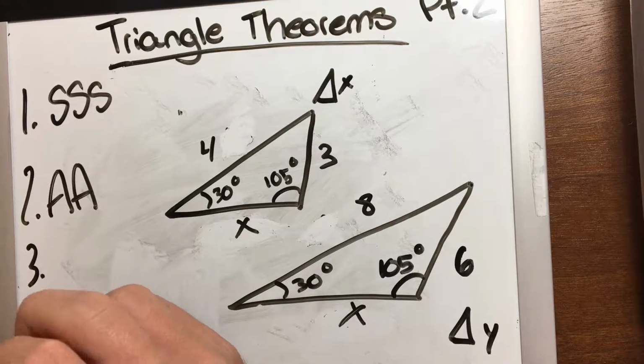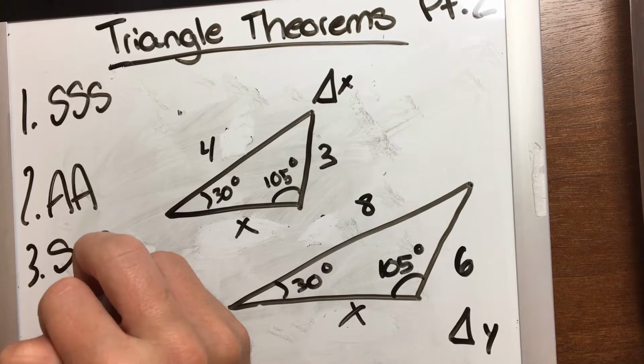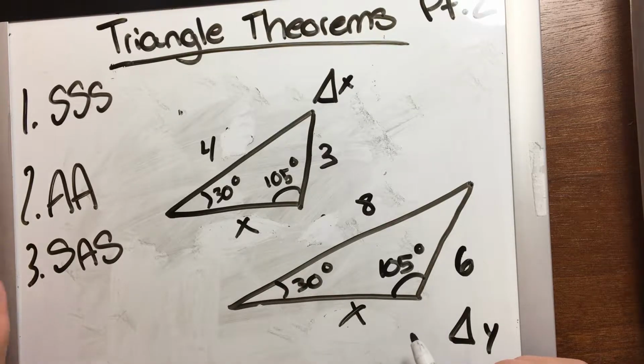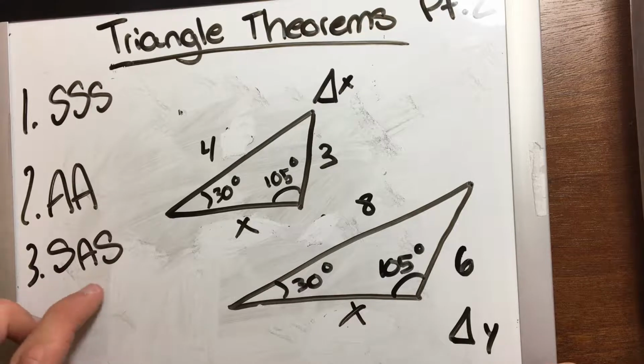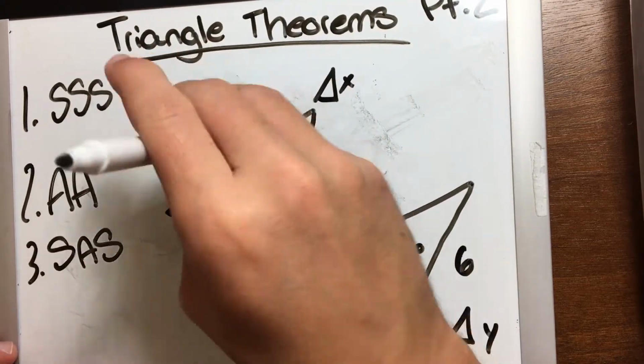The last theorem is called the side-angle-side theorem, very similar to the congruent theorem that's also side-angle-side. But in this case, like we touched base on number 1, it states if two sides in one triangle are proportional to two sides in another triangle and the included angle within them are congruent, then the two triangles must be similar. So let's take a look.